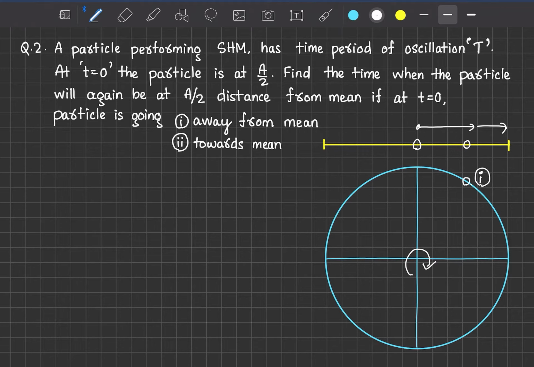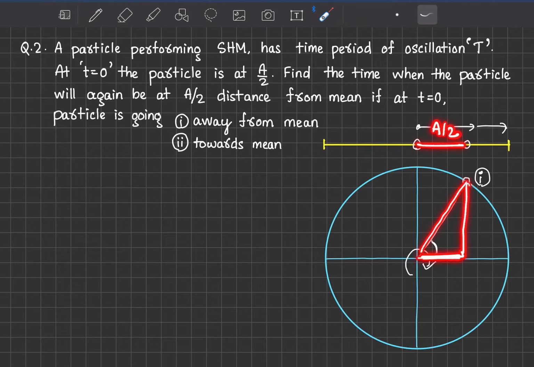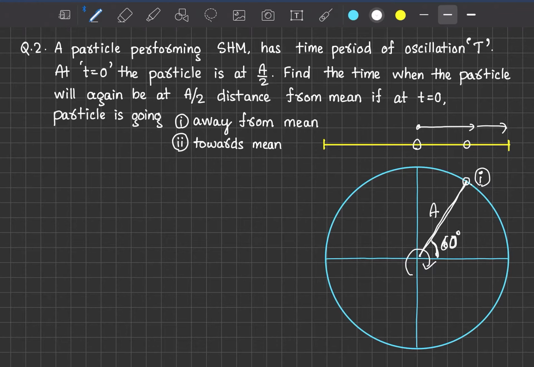For the first case, point P is somewhere here, and the data says this horizontal line is a by 2, right? If I complete this right angle triangle here, this line is a by 2, that means this line must also be a by 2. These two are parallel lines. So if this is a by 2 and our amplitude is a, so the radius of the circle is a, that means we get this angle as 60 degree, right? This angle is 60 degree.